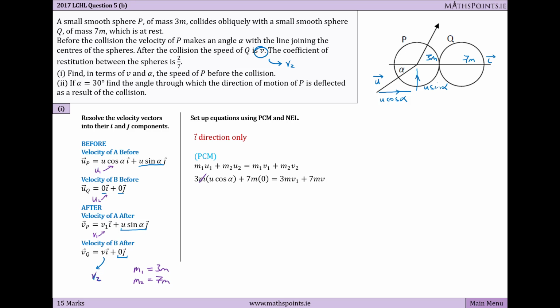We can divide across by m, and we get equation 1, which is 3v1 plus 7v is equal to 3u cos alpha, and we label it as equation 1.